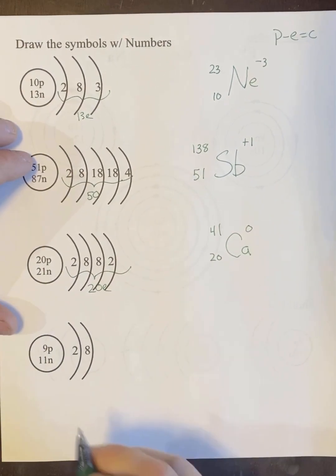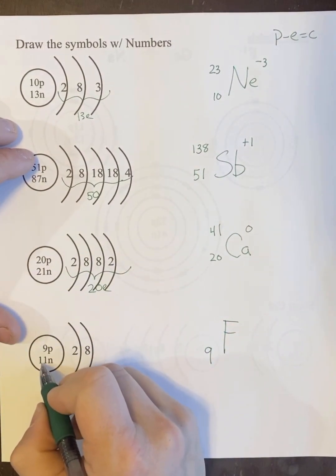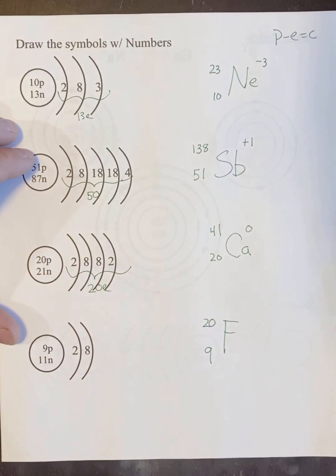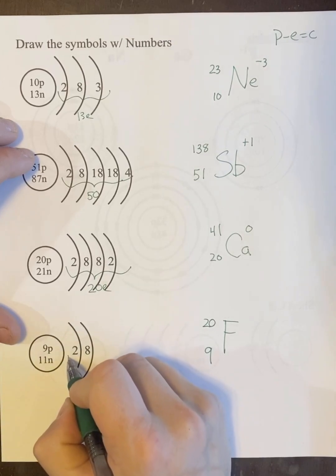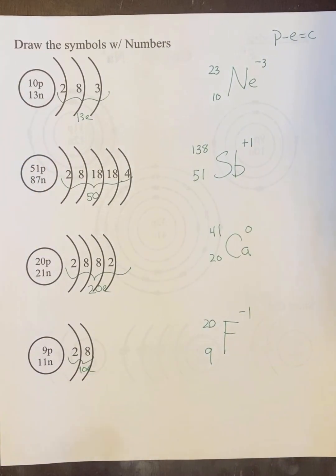And last one, element 9 makes it fluorine. It has 11 neutrons, so 9 and 11 added together is 20. And 2 plus 8 is 10, so it has 10 electrons. So therefore, -1 is your charge. And that's how you do this.